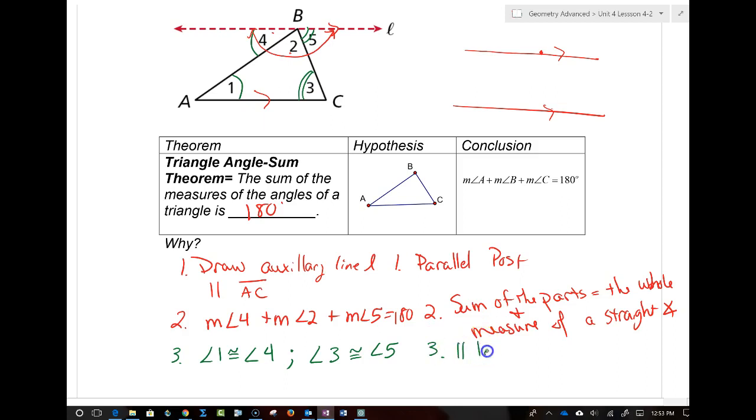Yes? Could you also have that angle 1 plus angle 2 this one? If lines are parallel, the same side interior angles. Yeah, but you have to have all 3 angles. You'll see, we're almost there.